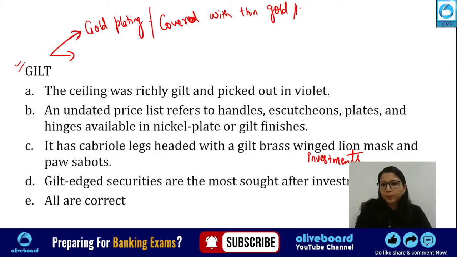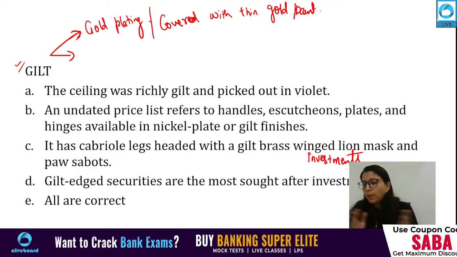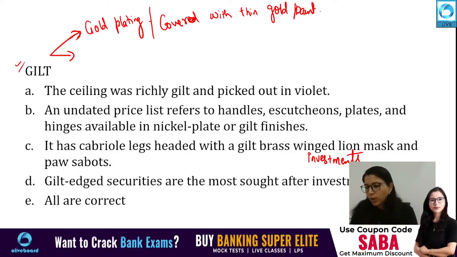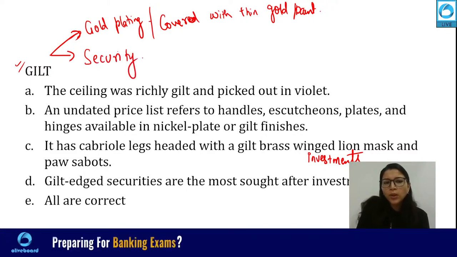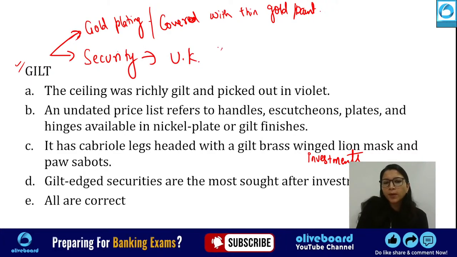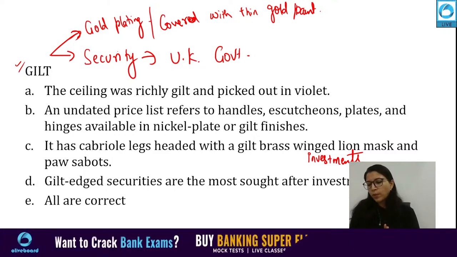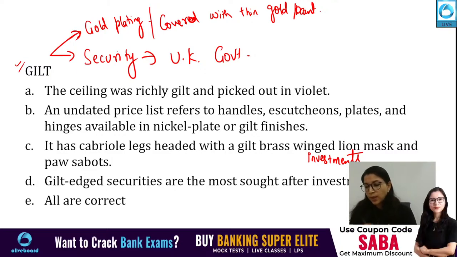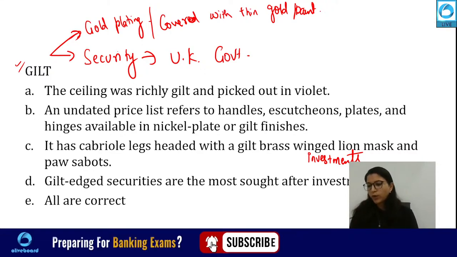Okay? Generally, Hindi mein we say ki in usage ki ispe sone ki pani chadha dena. To sone ki pani chadha dena, just that is what guilt. And guilt is a type of security also. Ye bond type ka bhi hota hai, that is issued by UK government. It is a type of security or bond that is issued by UK government. Now tell me what will be the answer. Sanjay, jaldi baji mein galti nahi. Yes, you can say. It is used basically as an adjective for decoration and all.